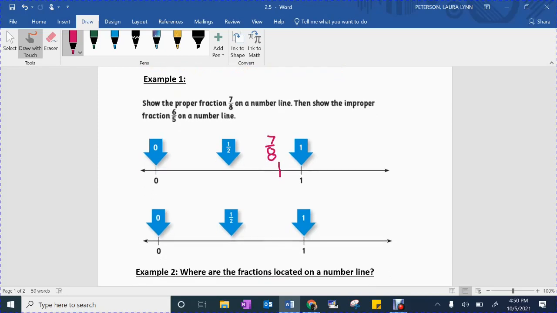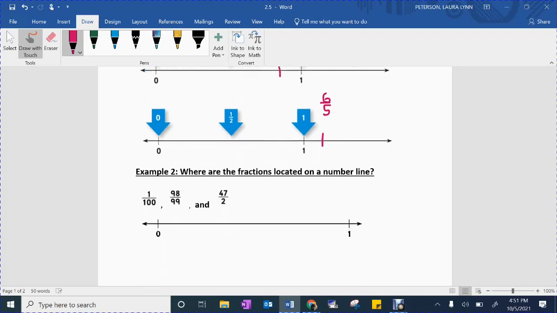Now let's look at 6/5. That's our improper fraction, and we're going to draw that on the bottom number line. So 6/5 is more than 1 because that's what improper is. Improper is more than 1. So here's our 1 whole. I need to draw a tick mark after it, and I label it 6/5. Good job.